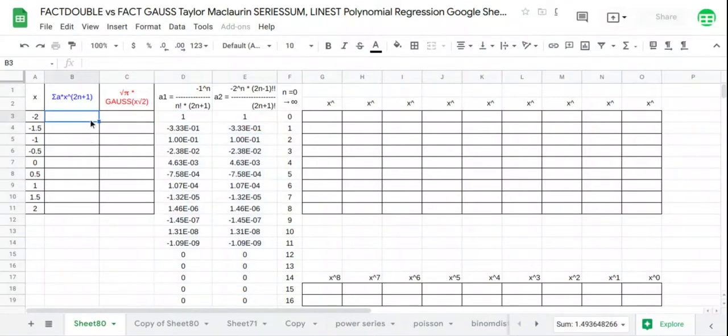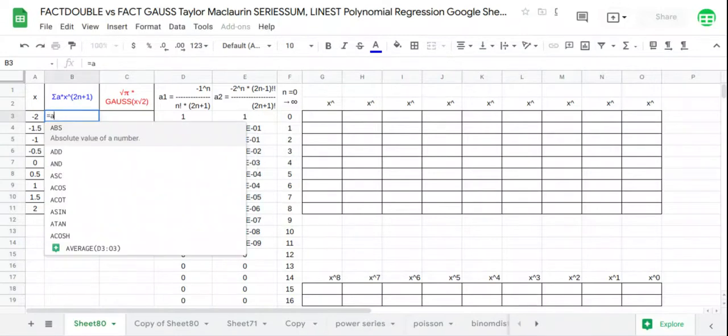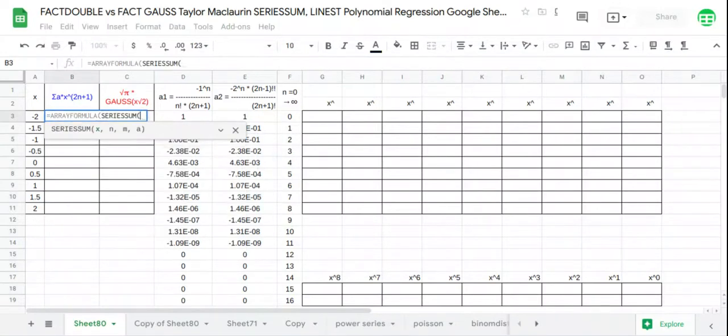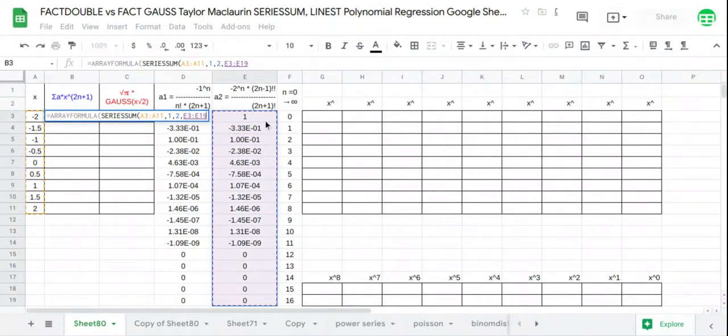We can now continue with the expansion, which is array formula SERIESSUM of the x values raised to the power 2n plus 1. 2n plus 1 starts from, at n equals 0, that's 1. So 2n plus 1 starts from 1 and continues with the next one. 2 times 1 plus 1 is 3. So 1, 3, 5, 7, 9. The increment is 2. And the coefficient, you can choose double factorial or the factorial. We start with the factorial and enter.